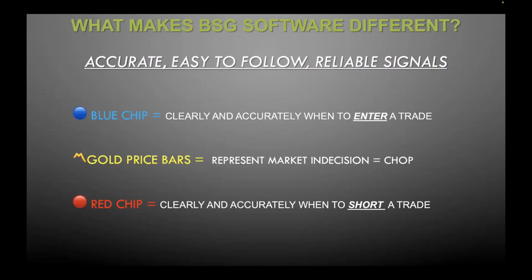So what makes our software different? Really it comes down to something very simple, and it's our easy to follow signals. We have our famous blue chip, which has been around since the beginning, and it's one of the few indicators out there that offer a real-time signal to go long and to go short, with the blue chip to go long and the red chip to go short at the precise time you need to enter. There are a lot of indicators out there that show you volume and everything else, but ours literally just tells you when to enter the trade and when to exit the trade.